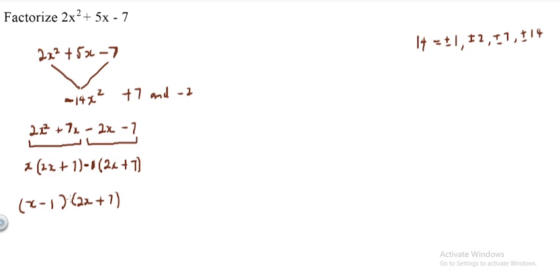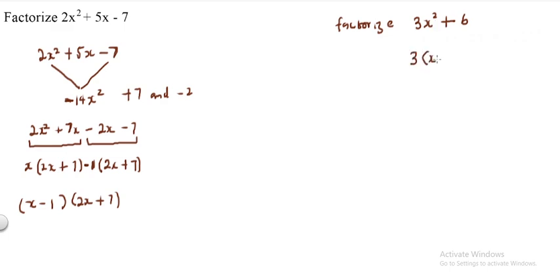Let's quickly take another example. So what if you are told to factorize 3x squared plus 6? How do you do this? If you notice, there's no middle term here. There's no x term here. So in this case, you simply look at the common factor within the two terms. You just say the common factor within these two terms is 3, open brackets, x squared plus 2.